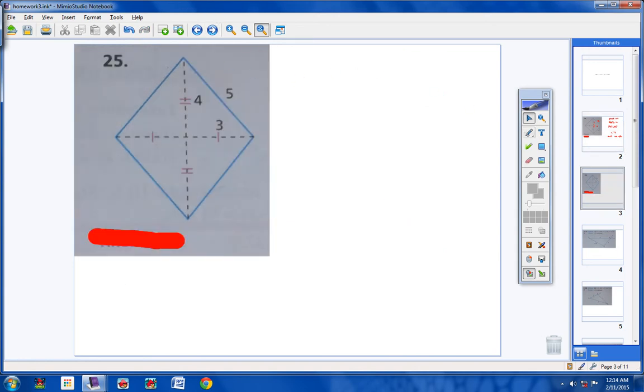Alright, number 25. Now, let's start off very basic. I know that I have a quadrilateral, 4 sides, no problem. Next, I notice that the diagonals bisect each other. In other words, this line crosses right here, so that this segment here is congruent to this segment here. And this line here crosses right here, so that this segment here is congruent to this segment here. So the 2 diagonals are bisecting each other.